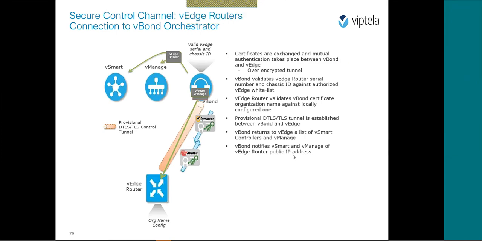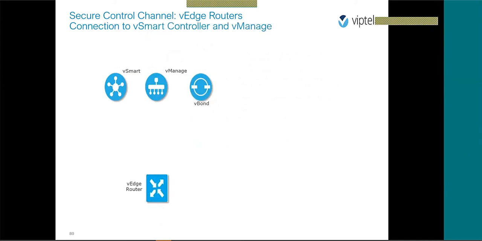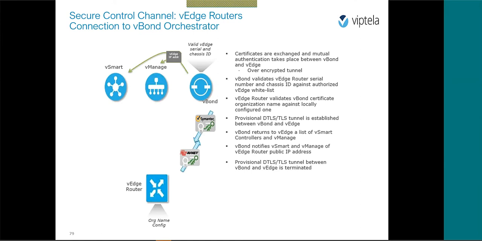Okay, so vBond notifies this information, and then the provisional DTLS tunnel is terminated. So now it's a temporary connection, and this session gets removed. So no longer can the connection from vBond to the manager be retained.